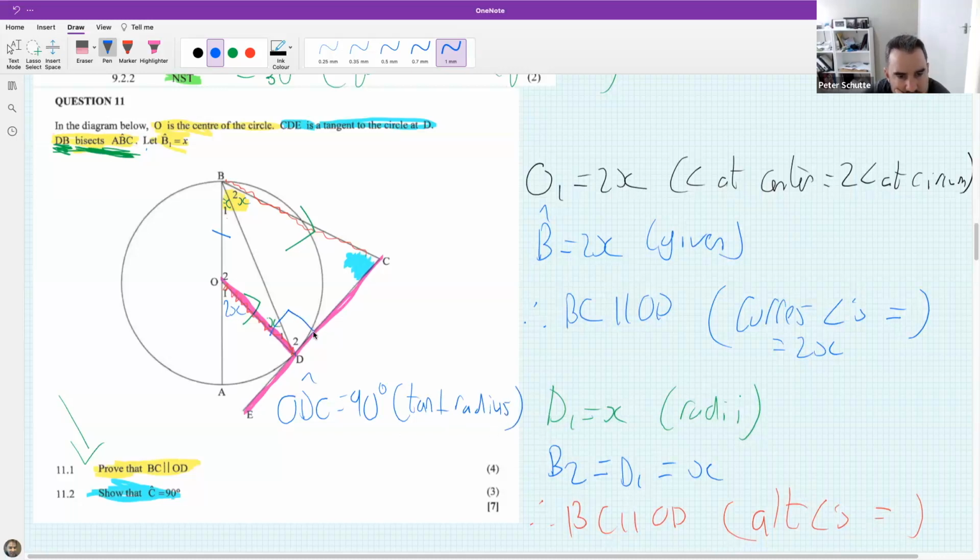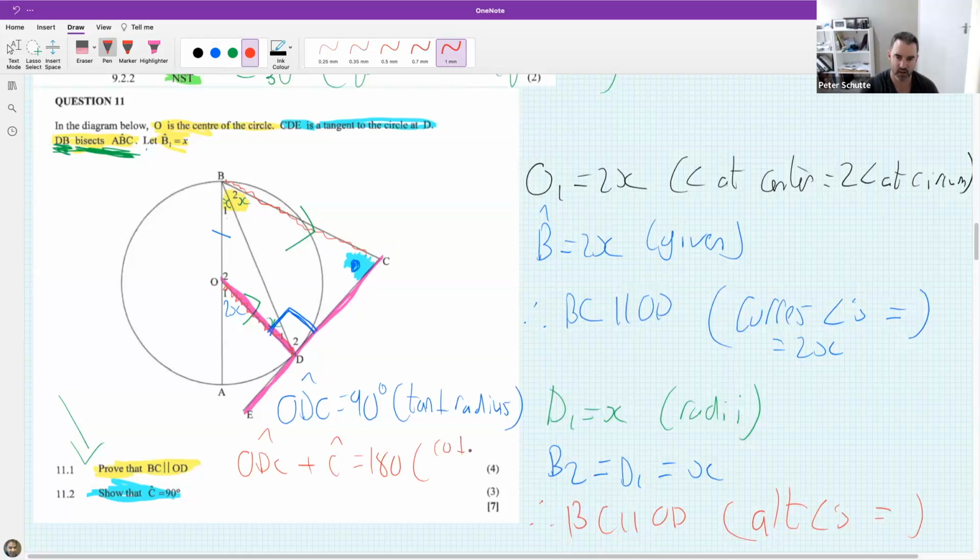So we know that this is 90. Now remember, we need to show that this is 90. How are we going to do that? How can we connect those two? They're not corresponding, but you're on the right track. These two are co-interior. So you know that ODC plus angle C equal 180.